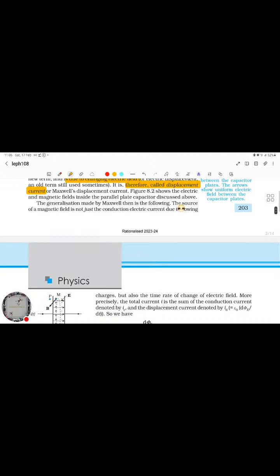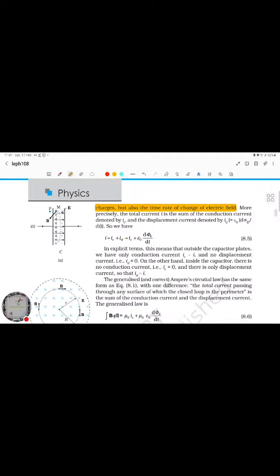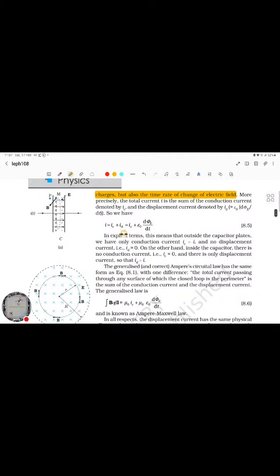That is, the source of a magnetic field is not merely an electric current flow, but the time rate of change of electric field also causes some amount of magnetic field induction. More precisely, the total current I is the sum of the conduction current denoted by IC and displacement current denoted by ID, which is equal to epsilon naught d phi E by dt.